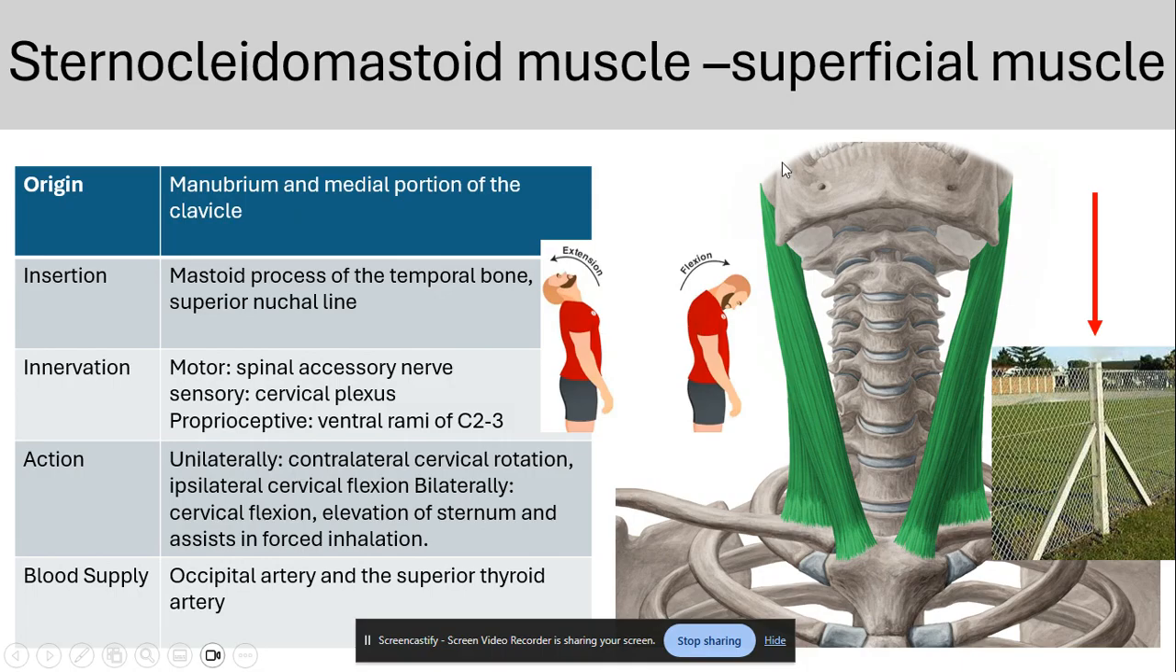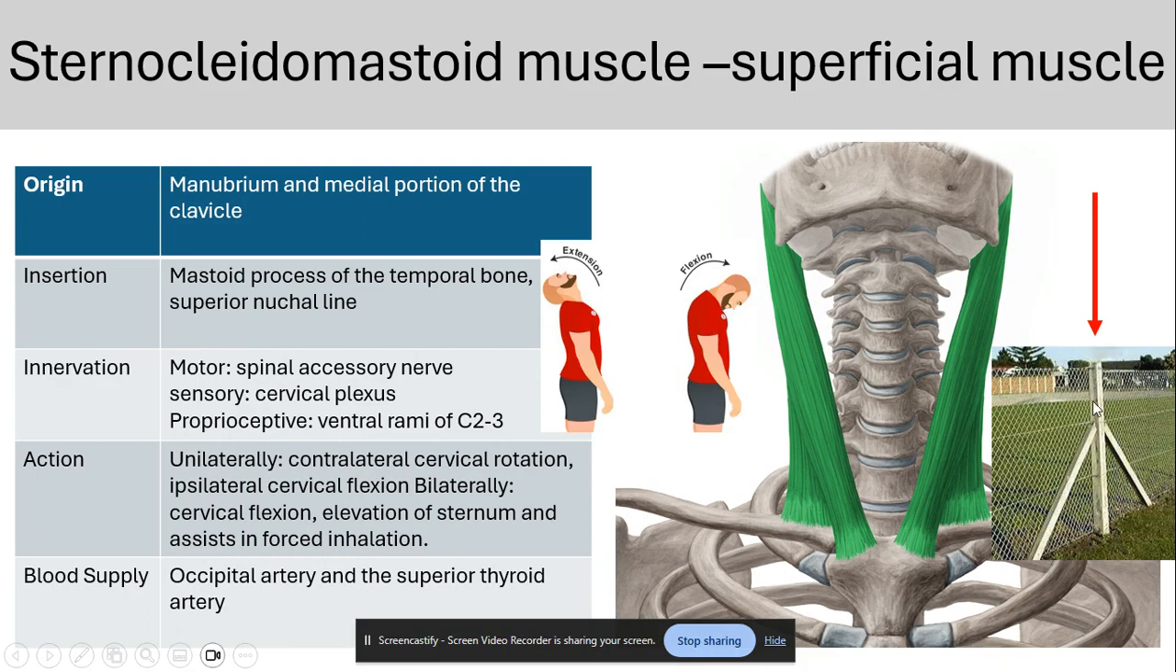Insertion is the mastoid process of the temporal bone, and the superior nuchal line, which is where it inserts in the back. Innervation: motor is the spinal accessory nerve, sensory is the cervical plexus, and proprioceptive is the ventral rami of C2, C3. So sternocleidomastoid is a superficial muscle, and this is exactly how it looks.